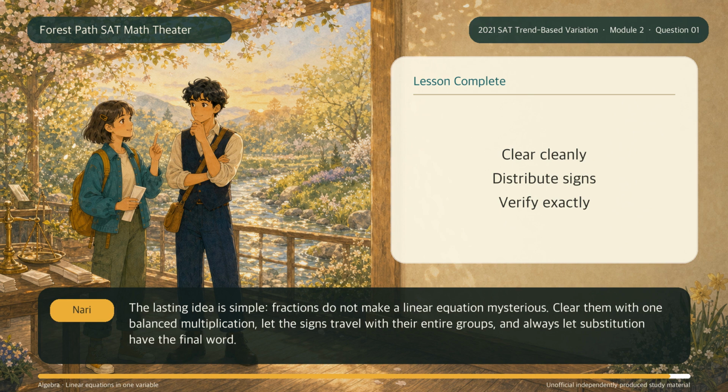The lasting idea is simple. Fractions do not make a linear equation mysterious. Clear them with one balanced multiplication, let the signs travel with their entire groups, and always let substitution have the final word.